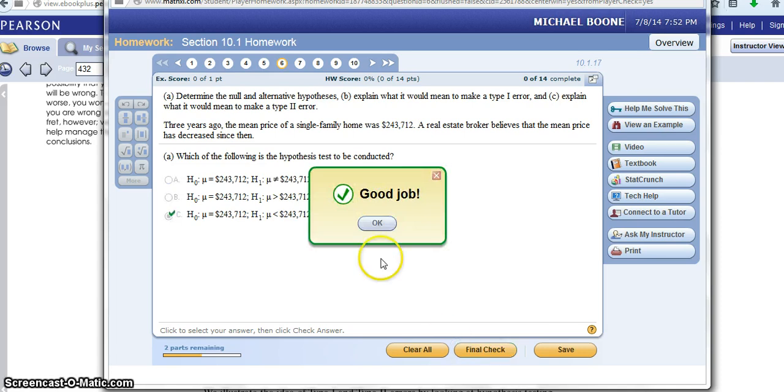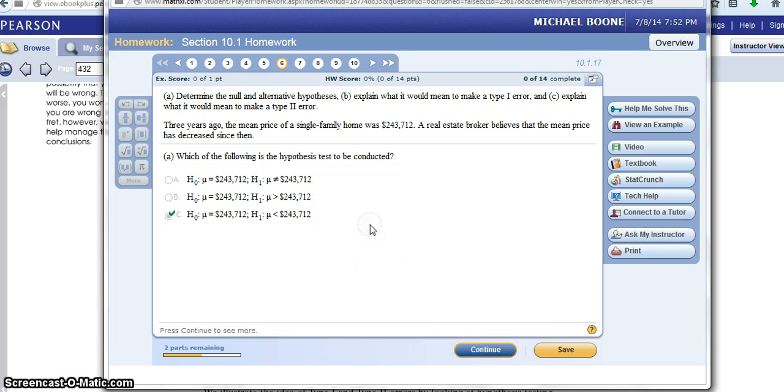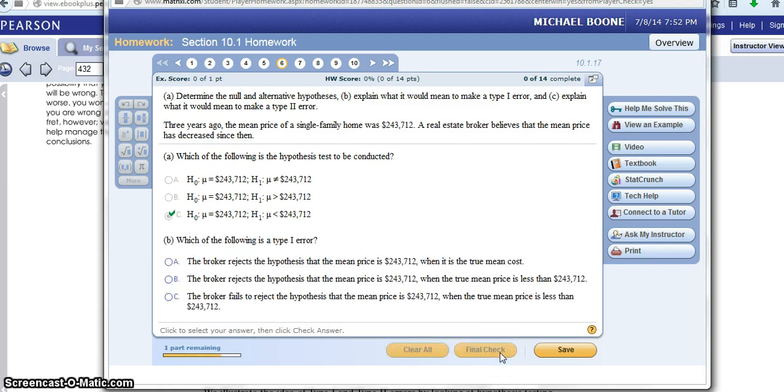And then next, they're asking what type of error could we make. We always can make an error on these things. Maybe we collect a sample that happens to be less than 243,712 or different enough, when in actuality we just maybe got not a great sample of the population, and so maybe we made a mistake. So they said, which of the following is a type 1 error?